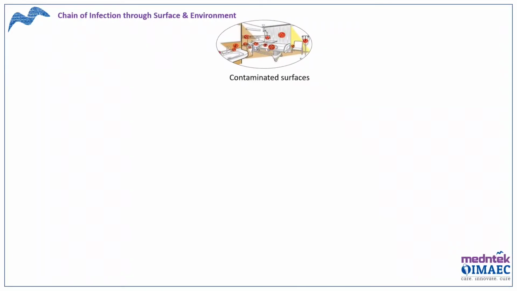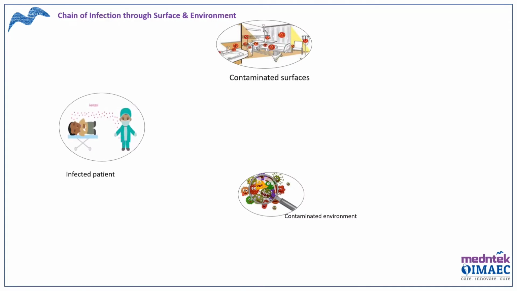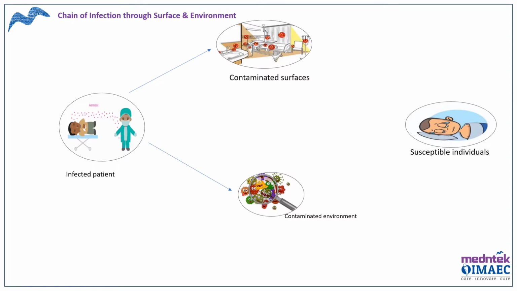The chain of infection through surface and environment has some routes of transmission which can be checked to control the infection. The contaminated surfaces and contaminated environment acquire pathogens from infected patients, which are then transferred to susceptible individuals through touching the contaminated surface or from the contaminated environment, and infects the susceptible individuals.